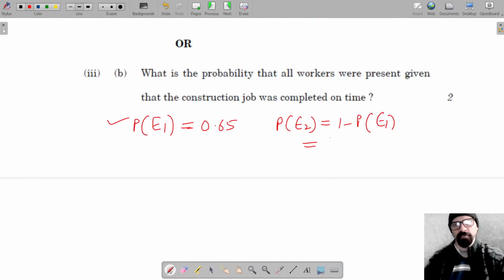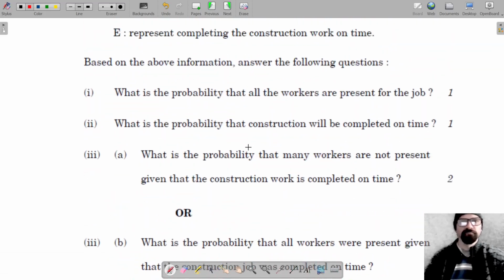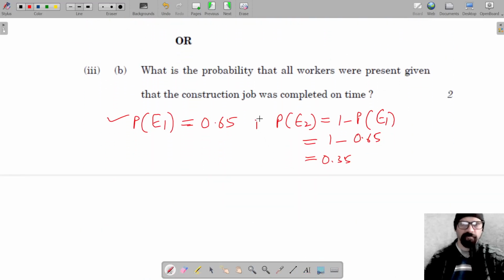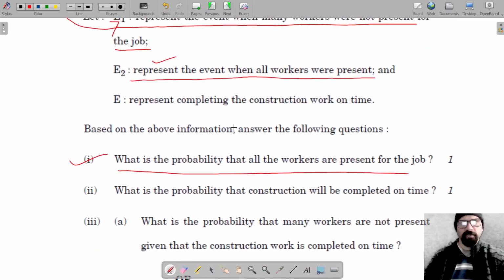So probability of E2 is 1 minus 0.65, which is equal to 0.35. Okay. And that is what is asked in the question. What is the probability that all the workers were present for the job? So we have got our first part. Okay, now let's read out it further.